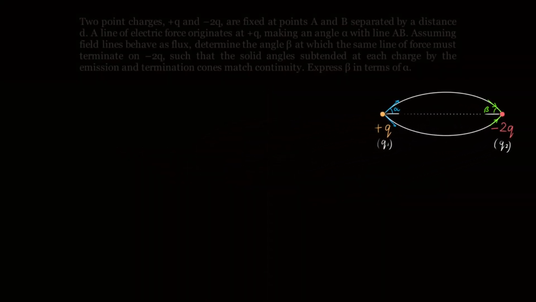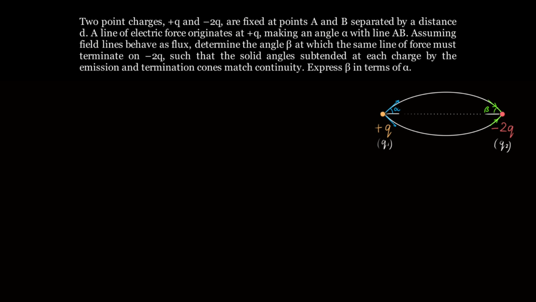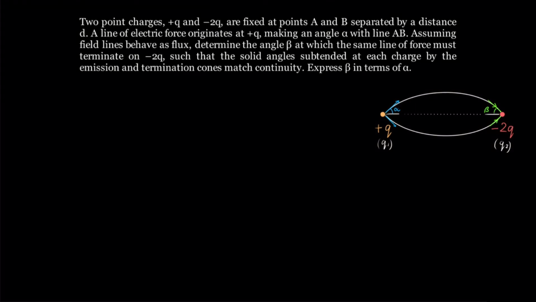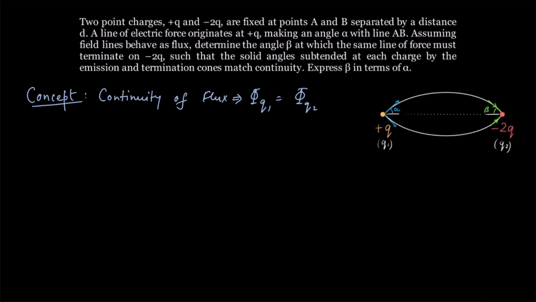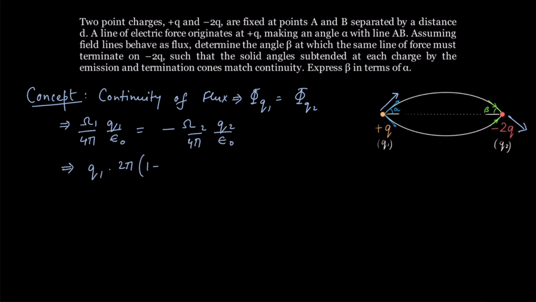Here we use the idea that electric field lines behave like flux, and thus the concept of continuity of flux, that is, the flux through charge plus q is the same as the flux through minus 2q. In fact, let's solve this generally first. Equating the flux leaving through q1 to that through q2, we get omega 1 over 4 pi times q1 by epsilon naught equals minus omega 2 over 4 pi times q1 by epsilon naught. The minus sign appears since flux is leaving q1 while it's entering q2.